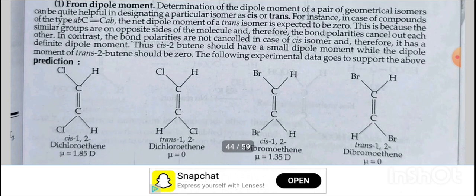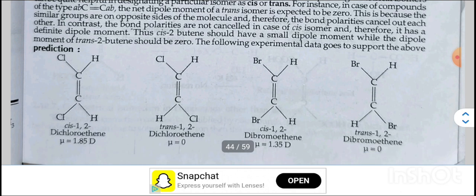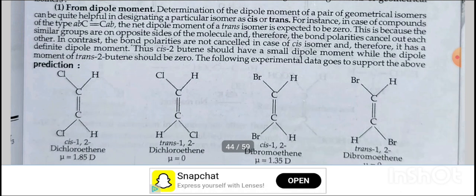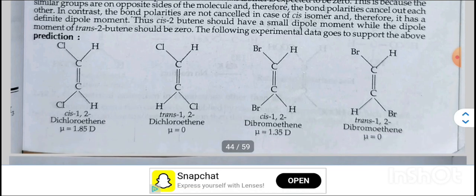This is because the similar groups are on opposite sides of the molecule and therefore bond polarities cancel each other. In contrast, bond polarities are not cancelled in the cis isomer and therefore it has a definite dipole moment. The cis-2-butene has a small dipole moment while the dipole moment of trans-2-butene should be zero. The following experimental data goes to support the above prediction.